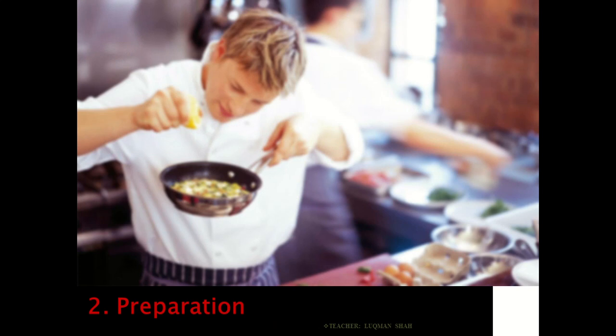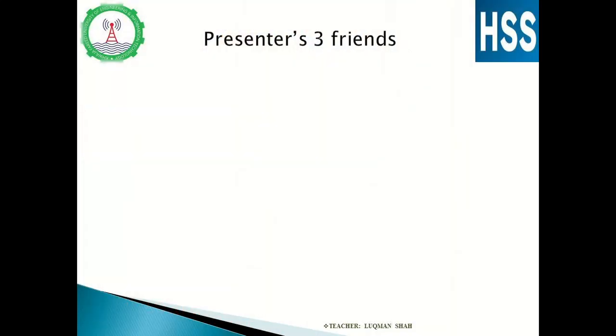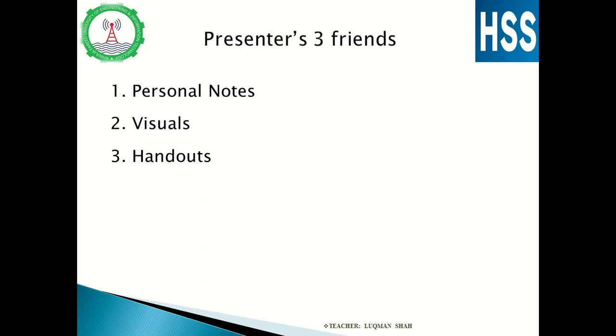The second stage is preparation. There are three friends of presenters: one, personal notes; second, visuals; and third, handouts. The personal notes are also called a write-up, and the write-up is for the presenter himself or herself. And then visuals: a single picture, a single image can convey what we would be able to convey through 1,000 or 100 sentences or 100 words. And then handouts, this is a sort of notes which is handed over to the audience.